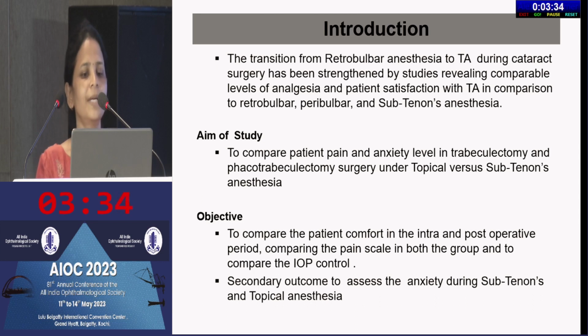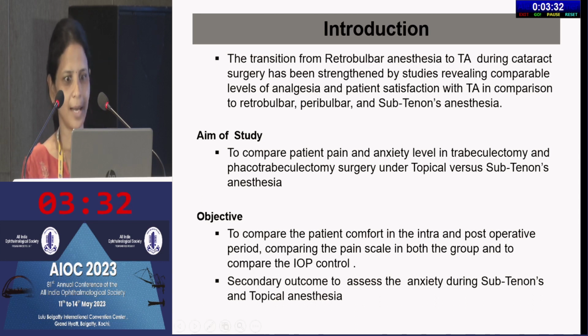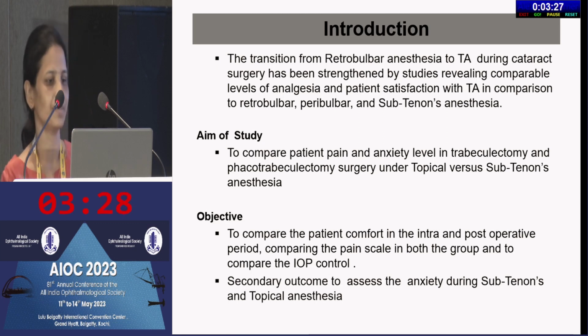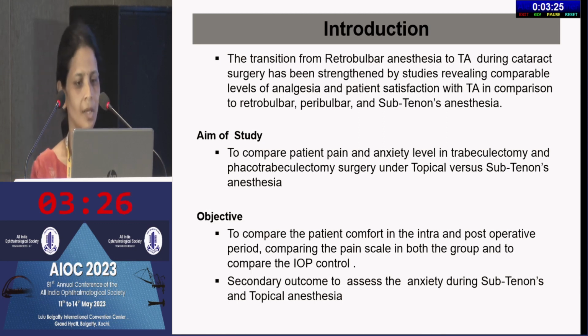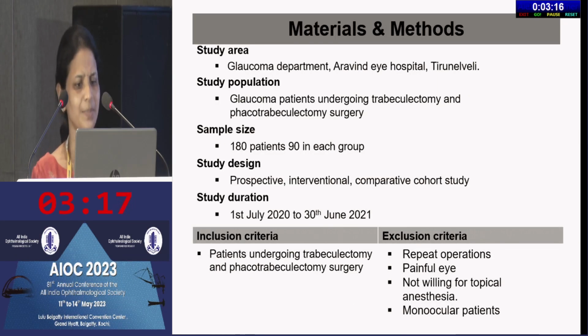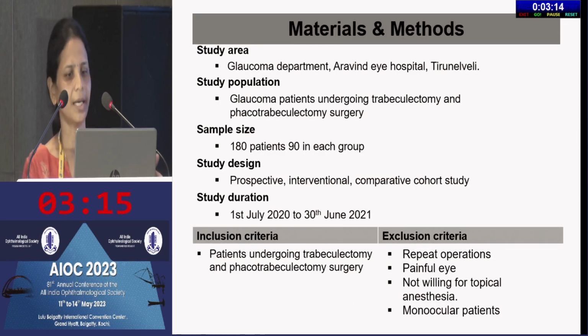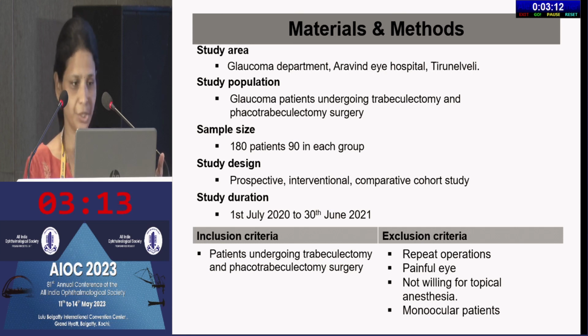The aim of our study is to compare patient pain and anxiety levels in trabeculectomy and phacotrabeculectomy surgery under topical versus subtenon anesthesia. The objective is to compare patient comfort, intraocular pressure control, and anxiety between the two groups. It is a prospective cohort study conducted at Aravind Eye Hospital with 90 patients in each group.